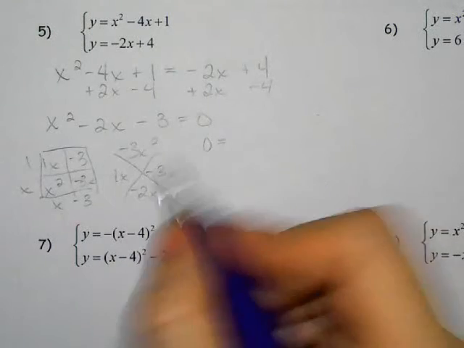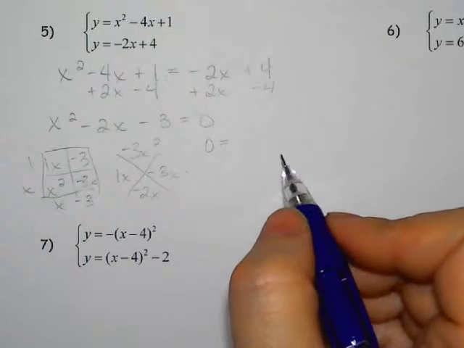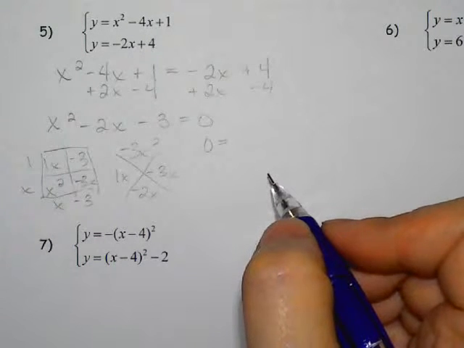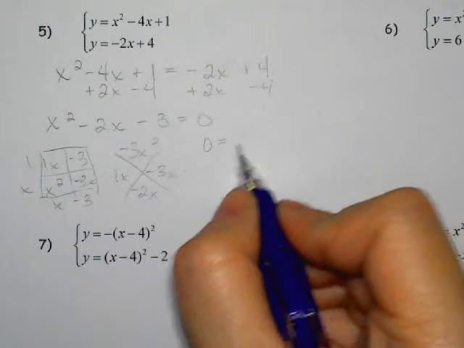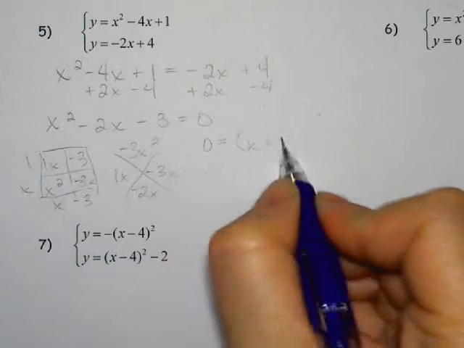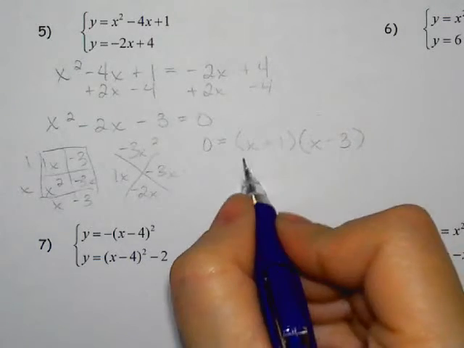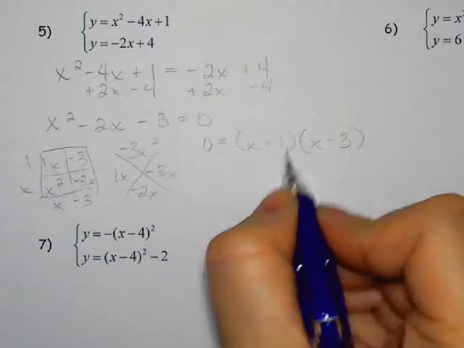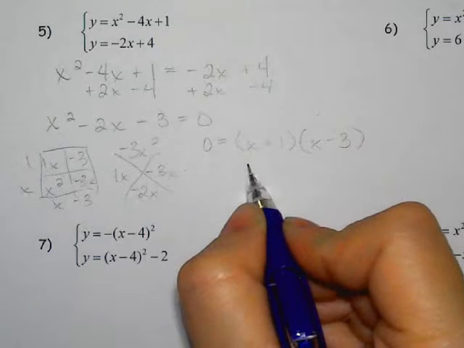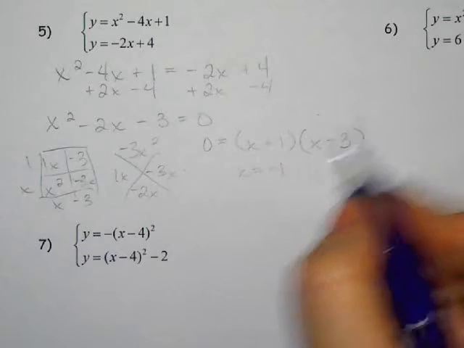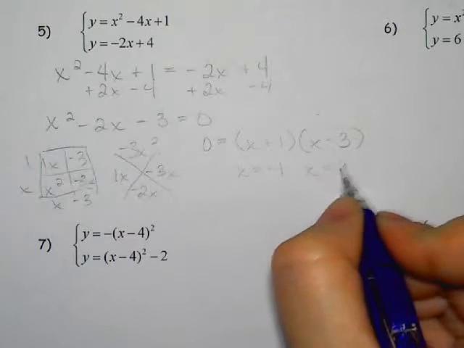And if it can't be factored, then you can just use the quadratic formula. Either way is perfectly fine. If you don't want to waste the time trying to factor it, if it's not going to be factorable, then just jump straight to the quadratic formula. So x plus 1 times x minus 3. Use the zero product property, so whatever makes this one 0, x equals negative 1. Whatever makes this 0, x equals 3.